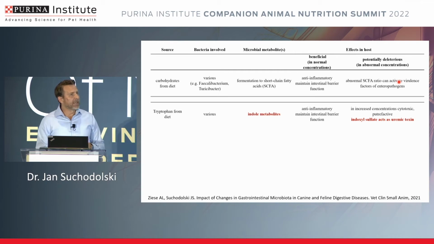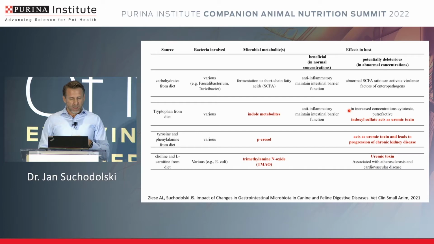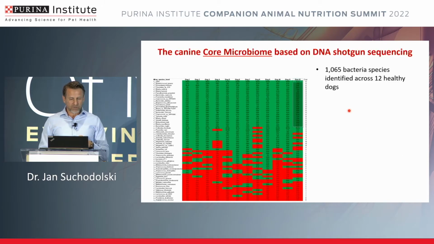Another important pathway that keeps coming up most recently is the tryptophan pathway. Again, various bacteria can do it. Tryptophan gets metabolized to indole metabolites. And again, in the right amounts, they're actually quite beneficial. They're anti-inflammatory and maintain intestinal barrier function, but if there are too many of them, they can also be harmful. We also realize that some amino acids can be converted by bacteria into ultimately things like p-cresol, for example, which can act as uremic toxins and progress to kidney disease. So ultimately, a lot of different metabolites, so let's focus on a few of those.